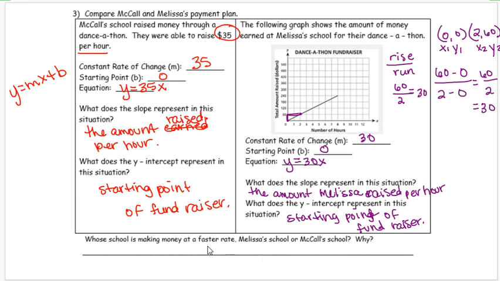So which school is making money at a faster rate? Okay, so which one's making money at a faster rate? So we're comparing the slopes. Well, that would be McCall's, because she has a greater rate of change, or a greater slope, making money faster.